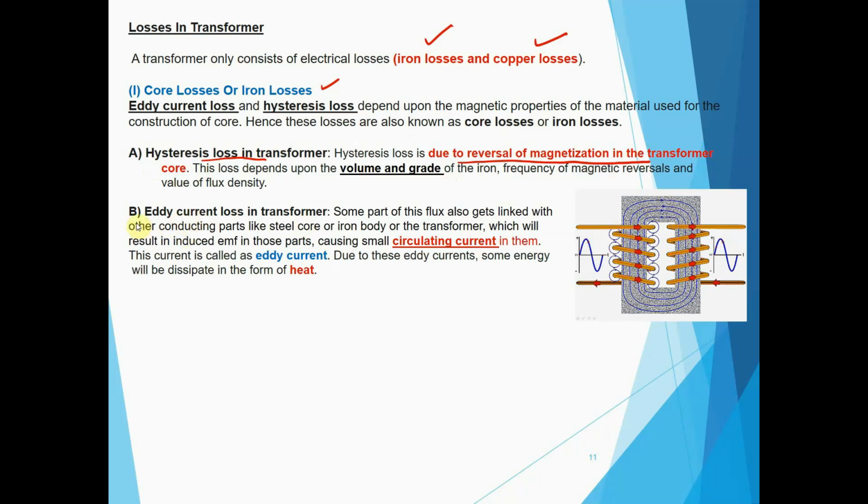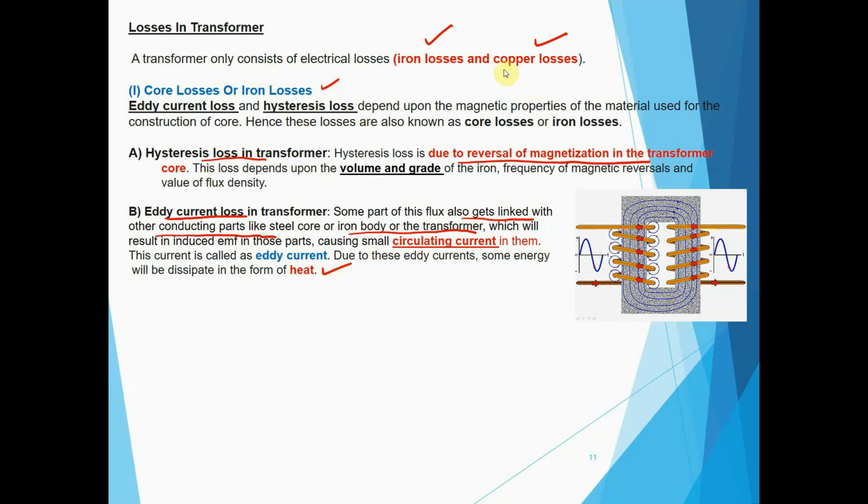And also, letter B is the eddy current loss in the transformer. What is that eddy current loss? Some parts of this flux get linked with the other conducting parts like the steel, core, iron, body of the transformer. Of course, the transformer has some case, some nut and bolt there, but there is a circulating magnetism, so it can also be generated as heat. So this is called eddy current loss. These losses are the core loss or iron loss.